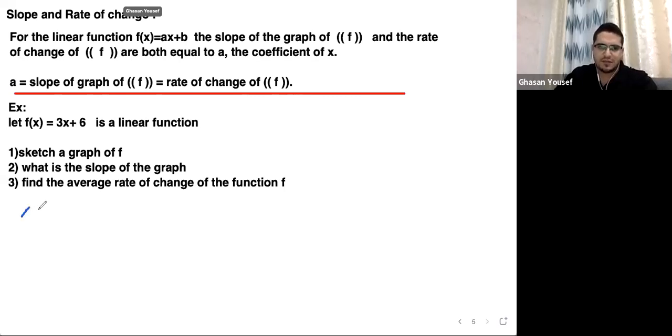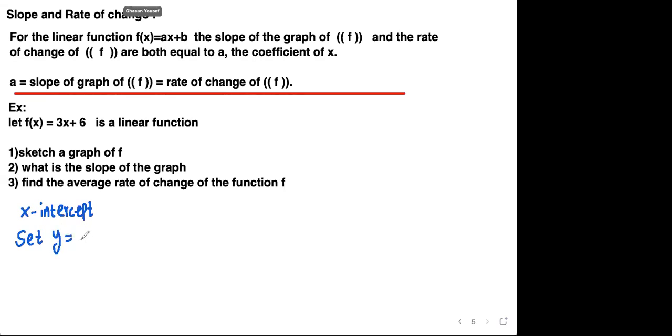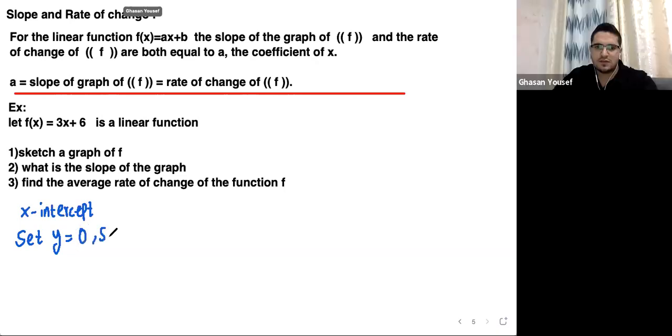What is the x-intercept for this function? What is the x-intercept? Set y equal to what? 0. Then you have to solve it for x. Okay, who will do this one?